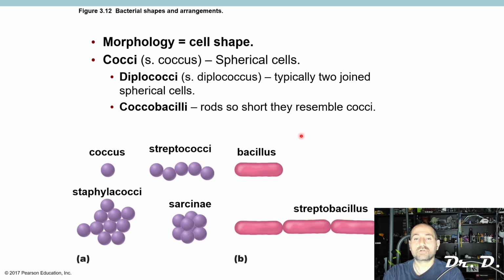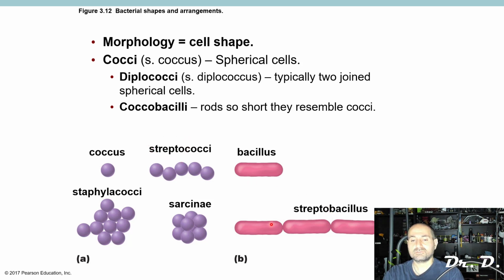Now let's talk about arrangement, okay? This is very important. Arrangement means, how are those coccus bacteria, how are those bacillus bacteria, how are they arranged? How are they grouped up, right? So, for example, if you have a chain, and sometimes you see this under a microscope, if you have a chain of bacteria, that's called strepto.